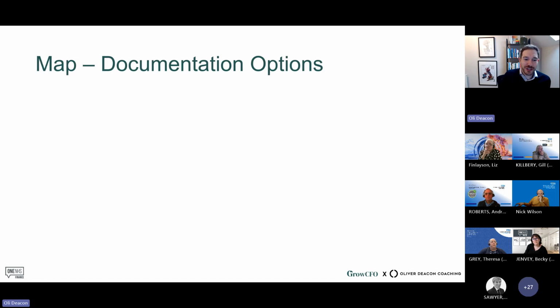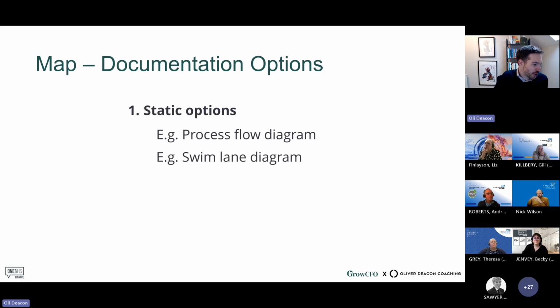There are two different ways that you can map a process, folks: a fancy one and a simple one. The fancy option is what we call a static option, a process flow diagram or swim lane diagram. You pay consultants to come in, they use Microsoft Visio, and they draw you these really fancy diagrams that look like electrical diagram explanation things. Wow, these big exciting things.